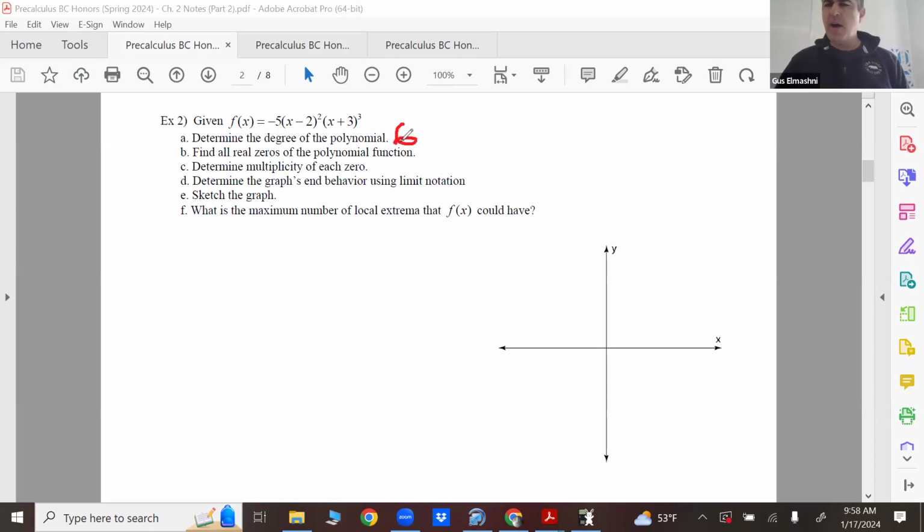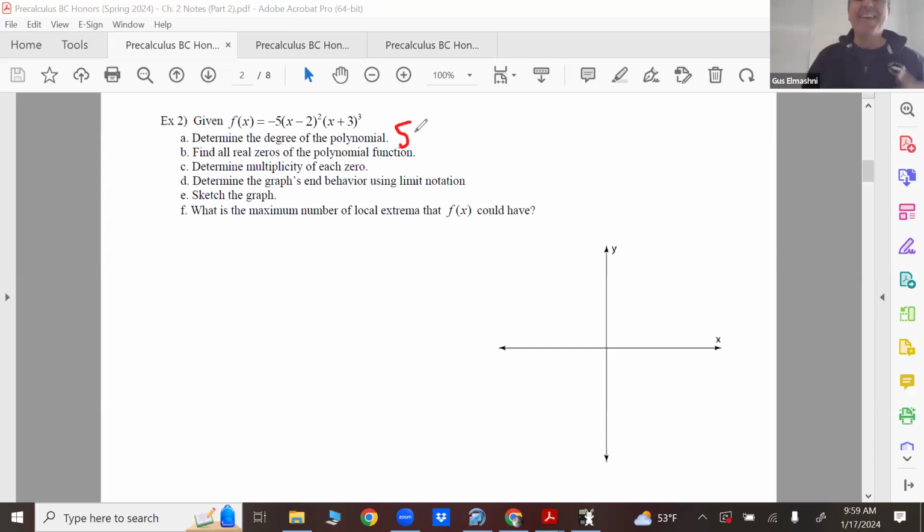Degree of 6. Do you guys see why? Why is my degree 6? 1 plus 2 plus 3, right? Oh my goodness. You guys are so much better than me. Why did I say 6? What mistake did I make? What did I assume was there that's not there? I assumed there was an x next to that. I'll be honest, I know that. Okay. Yes, it's 5.